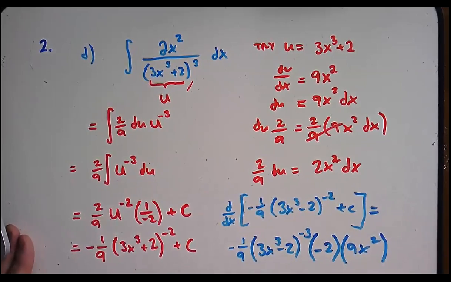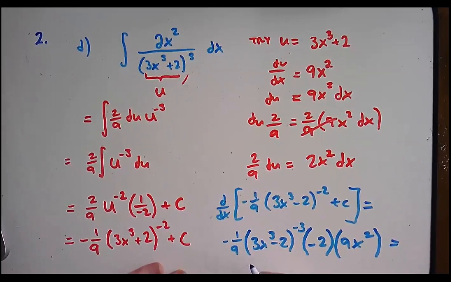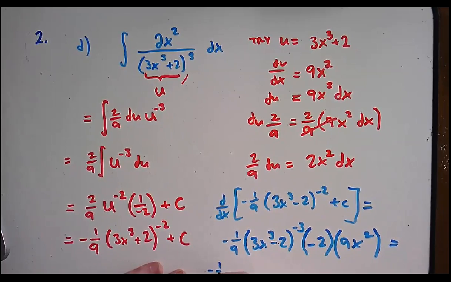Okay, so what does this give us in the end? Well, let's take care of all the constants first. So we have here negative 1/9 times negative 2 times 9. Right, that's all our constants. Then we have a 9x squared, right? It's being multiplied by 3x cubed minus 2 to the negative third power. So that would be just the same as (3x cubed minus 2) to the third power in the denominator.